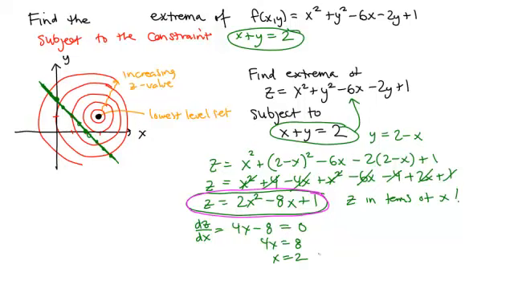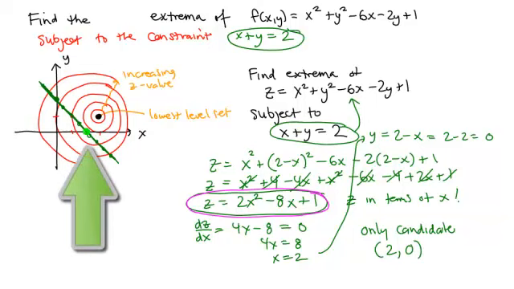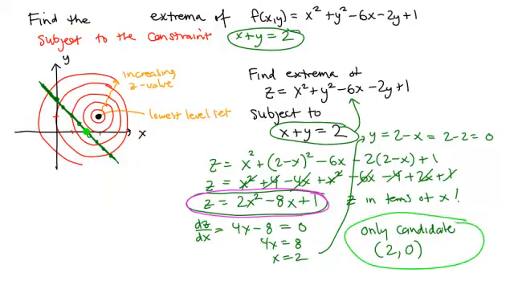Now that I know that x is equal to 2, I can use the constraint to figure out what the corresponding y value is, and that would be 0. So we find out that the only candidate is the point (2, 0). Over here in my picture, that would be this point right here. But this is only a candidate. It doesn't tell me whether I'm at a maximum or a minimum. I can't use the second derivative test because this wasn't a critical point of the original function.